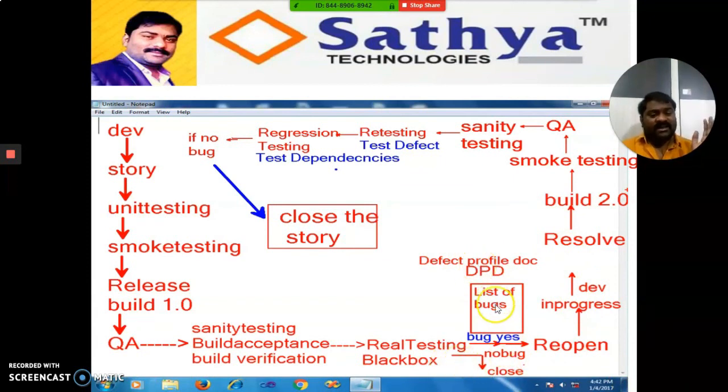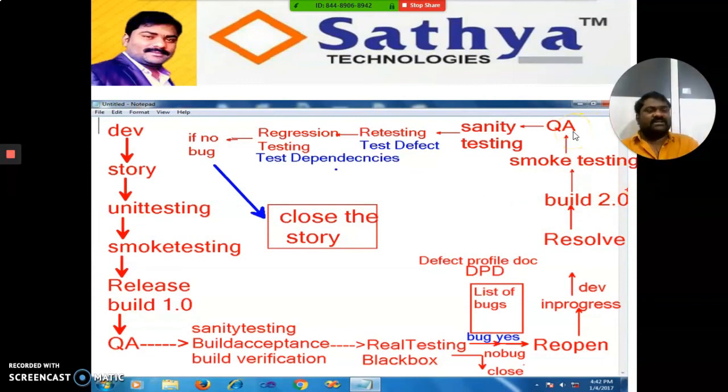If any bugs are there, again the story will open. Okay, now the developer will get involved. The developer will try to read the bugs. He will identify the bugs that are available in that particular DPD document, and he will resolve them. And again build 2.0 is released, and again unit testing will be done, and again smoke testing will be done, and again it is given to the test engineer.